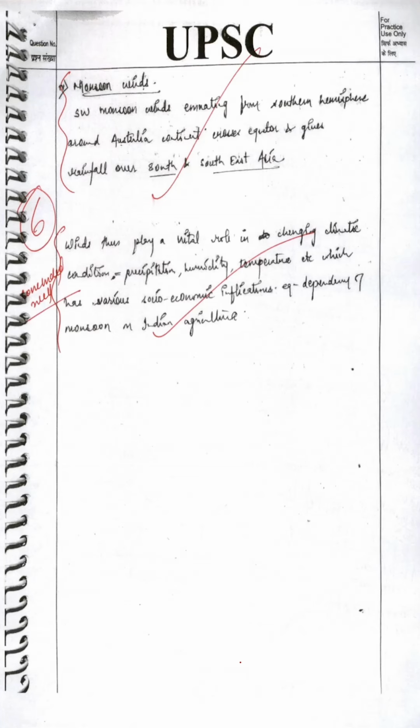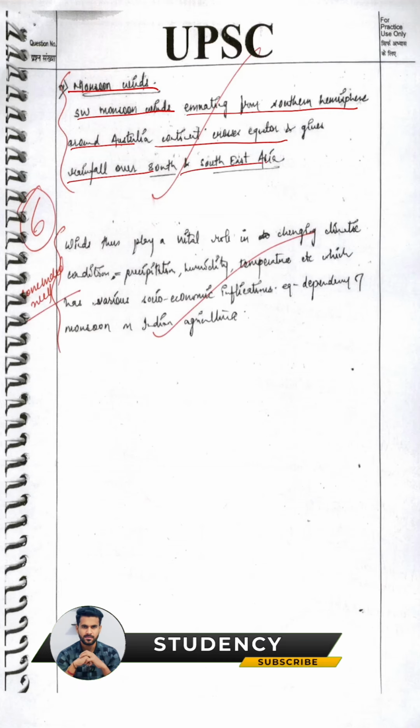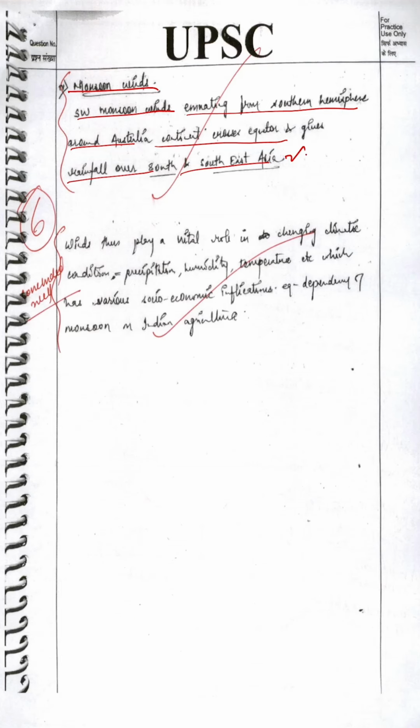Now as we see the next part, which is the monsoon winds. Monsoon winds are a different kind of winds. They have a reversal, a complete reversal of the winds. So the southwest monsoon winds emanate from the southern hemisphere and around Australia, cross the equator and give rainfall over South and Southeast Asia. This is quite well written here.